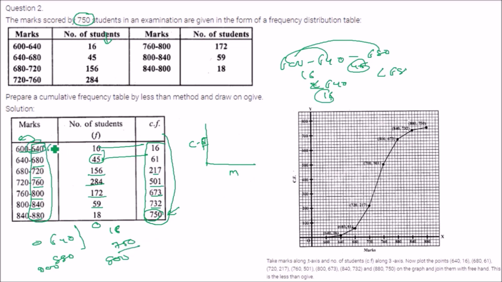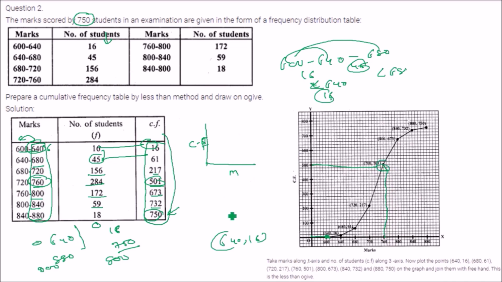So let us plot the points. The first point is 640 and 16: x is 640 and y is 16, which will be somewhere here. Let us take some other points. Say 760 and 501. Come to 760, which is this one, and 501. This is 500, so 501 will be somewhere here.